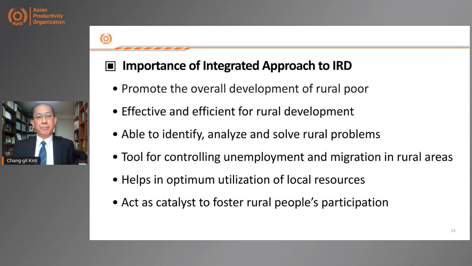Then the importance of the integrated approach to rural development. Why is integrated rural development important? The first one is it promotes the overall development of rural people. And then it is an effective and efficient approach for rural development. Thirdly, it is able to identify, analyze, and solve rural problems. Also, it provides a tool for controlling unemployment and migration in rural areas, helps in optimum utilization of local resources, and finally acts as a catalyst to foster rural people's participation.